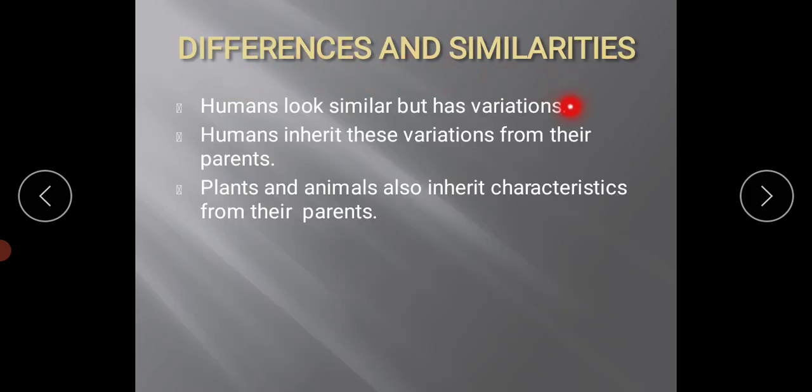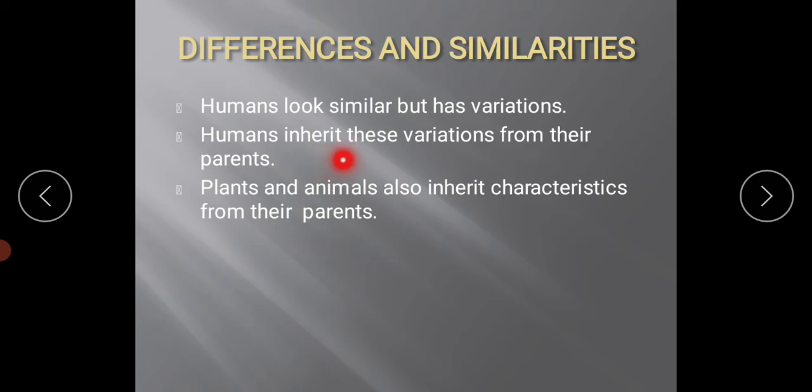Now, differences and similarities. This topic discusses how much an organism looks like its parents and how much it is different from its parents. This shows humans look similar but also have some variations. All humans have two legs, two hands, a nose, a pair of eyes and ears, but although they have these similar structures, they still have some differences with the help of which we can differentiate them. Who is that person?